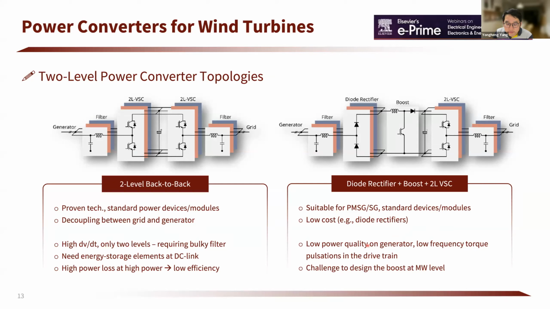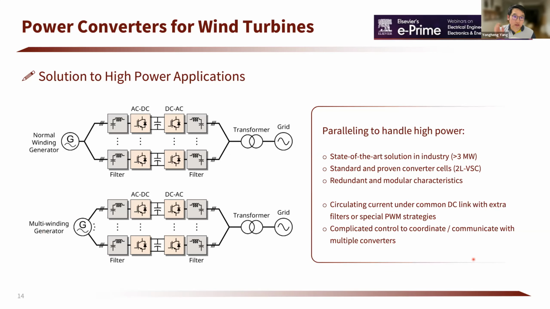This topology has some drawbacks. For example, low power quality on the generator side, because you are using diode rectifiers, which are uncontrollable devices. Low-frequency torque pulsation may be seen in the drivetrain. It is also challenging to design the boost converters for higher power, and selecting devices to withstand such high power is a challenging issue. That was more or less for low power applications in wind.